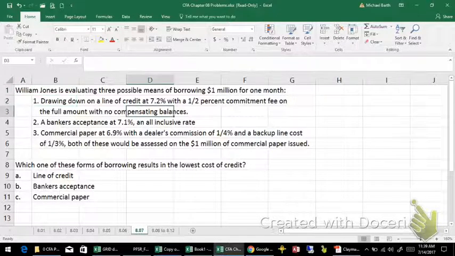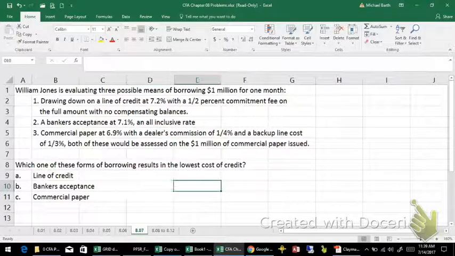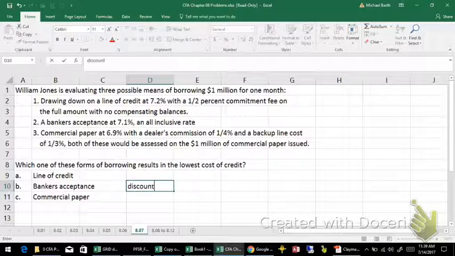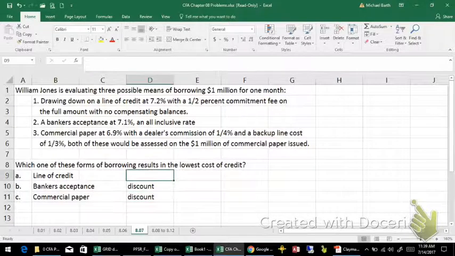All right, so we want to find out what the cost is. Essentially, the cost of the loan is interest and any fees, and we divide that by the loan amount. Now, some of these loans are on a discount basis, which means they subtract the interest from the face value, and then you get the net proceeds of the loan. So these are both discount loans, and the line of credit is, more or less, a simple interest loan.